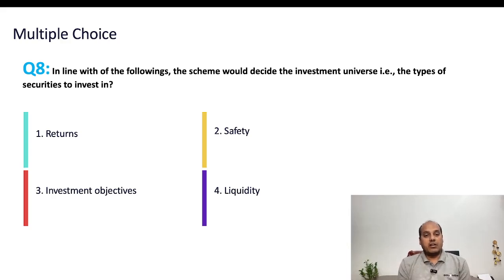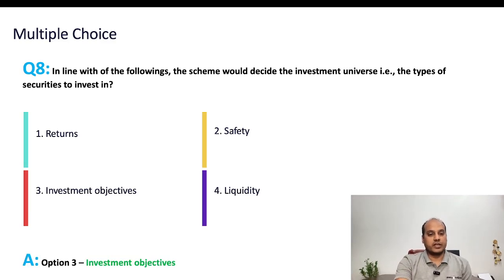Question number 8. In line with which of the following would the scheme decide the investment universe, the type of securities to invest in? Return decides, safety decides, investment objective, or liquidity. Remember, the type of security to invest in, if a fund has to decide that, will be based only on the investment objective. Option 3 is correct. Return is important, safety is important, liquidity is important. These three are primary factors for evaluating investments.